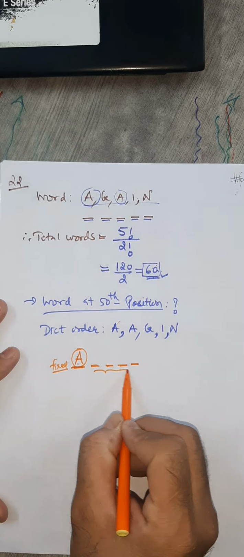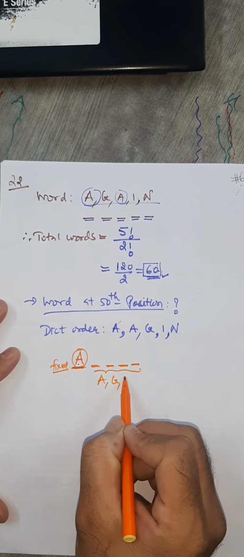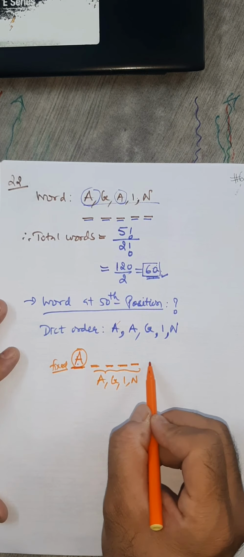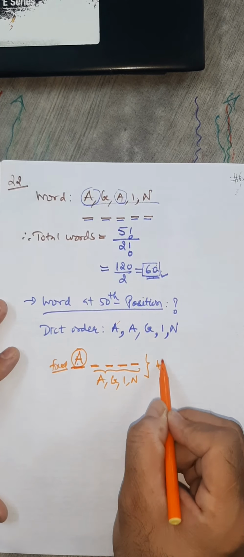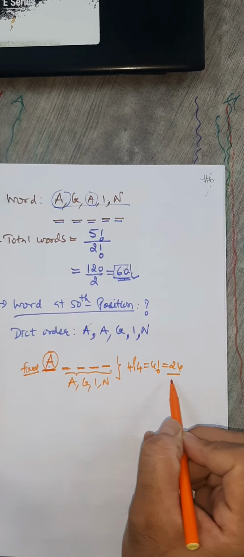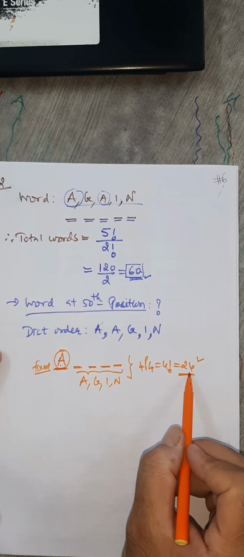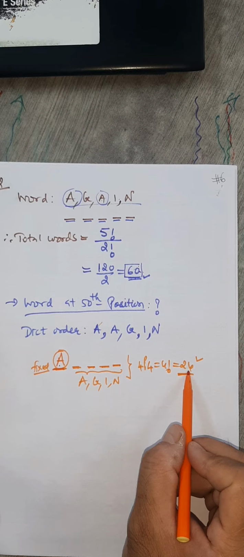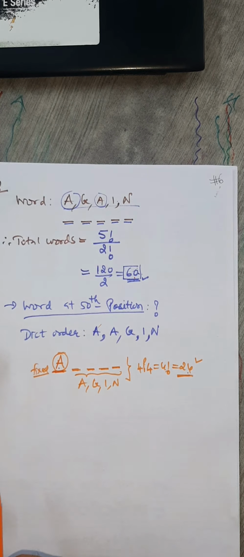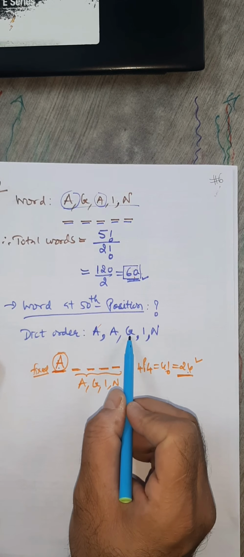Now how many are left here? A-G-I-N-N. And how many ways can this be done? 4 positions and 4 letters, so this can be done in 4P4, that is 4 factorial, which is 24. Have you realized what I have answered? There are 24 words in this list having A as the first letter. Fine. Now let us see how many words have first letter G.